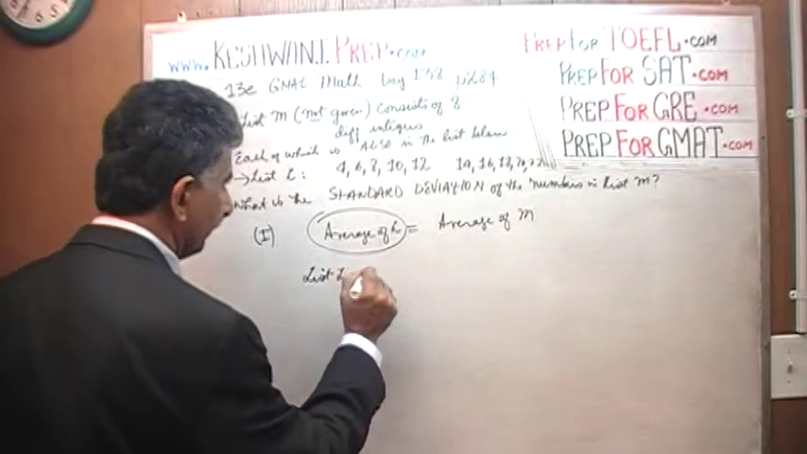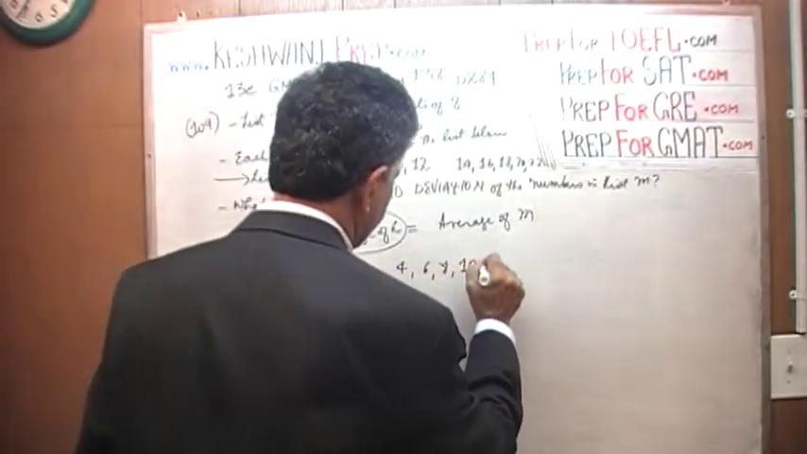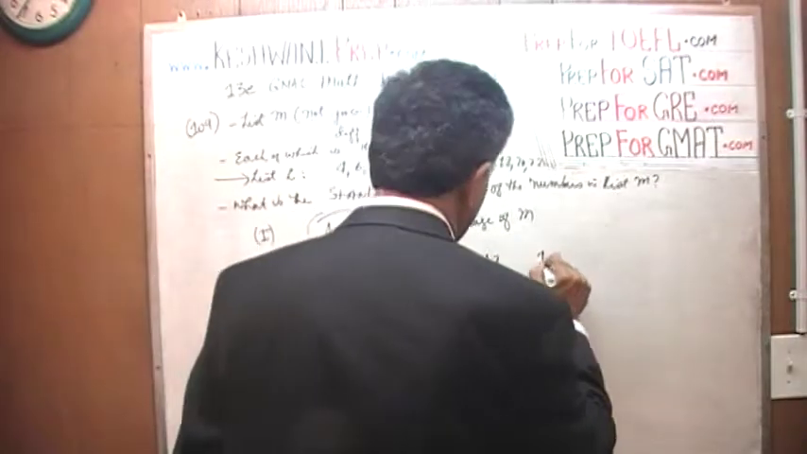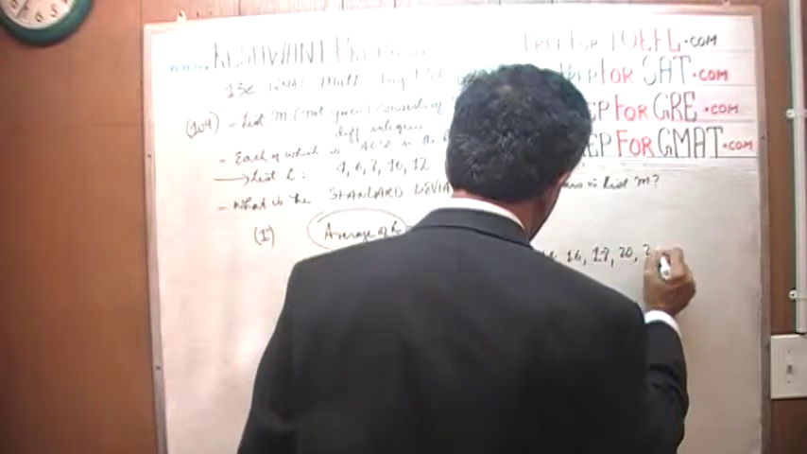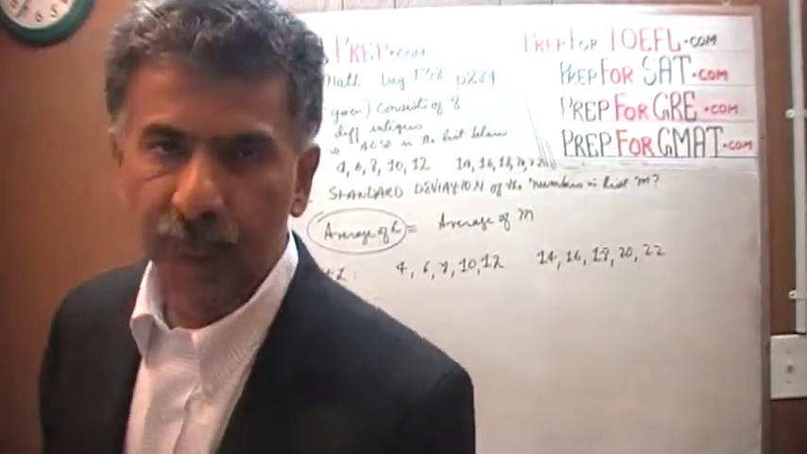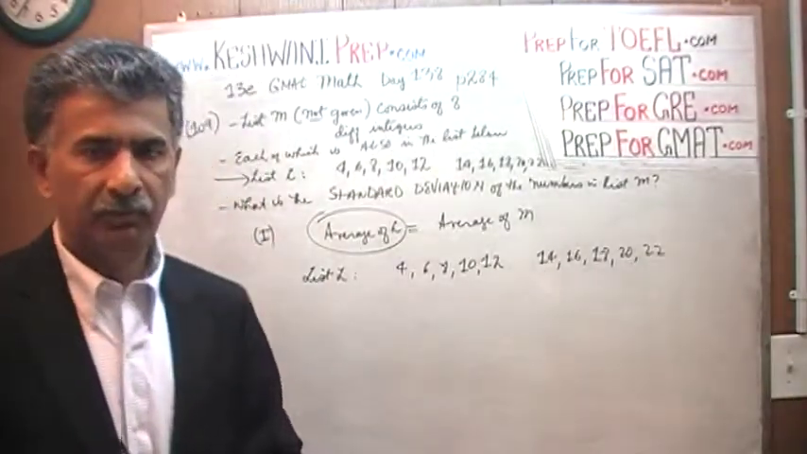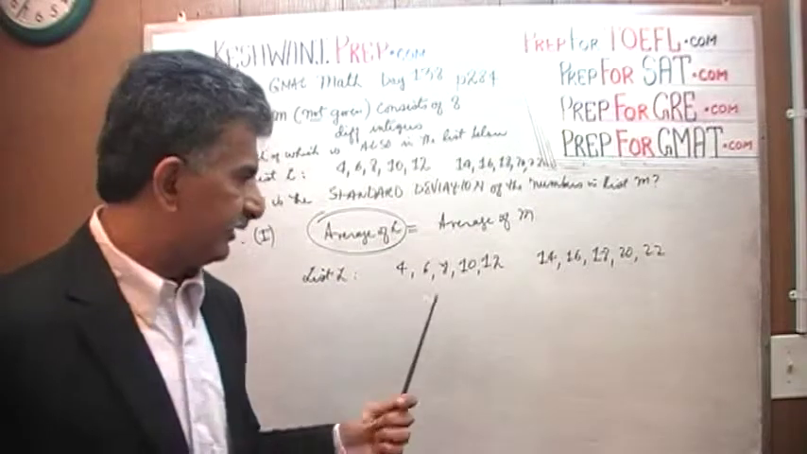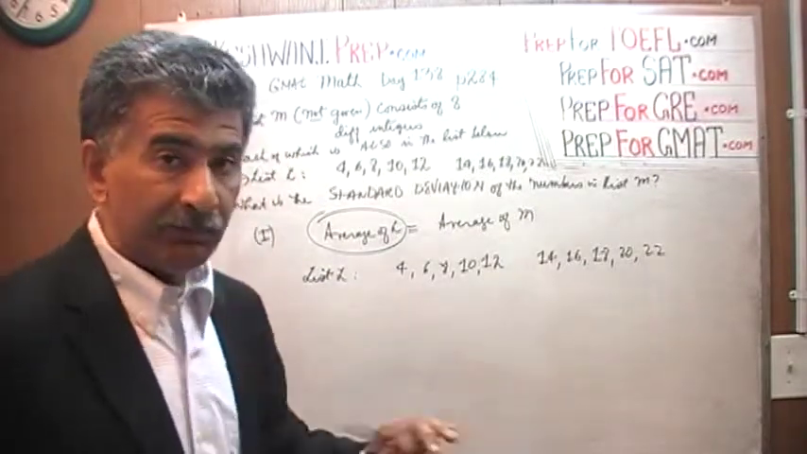List L is 4, 6, 8, 10, 12, 14, 16, 18, 20, and 22. Now, in order to figure out the average of these 10 numbers, we don't actually have to waste our time to sit there and add them all up and divide by the number of numbers. We don't have to do any of this. What we have to realize is that because these numbers are evenly spaced, the fact that they are all even numbers is not the point here.